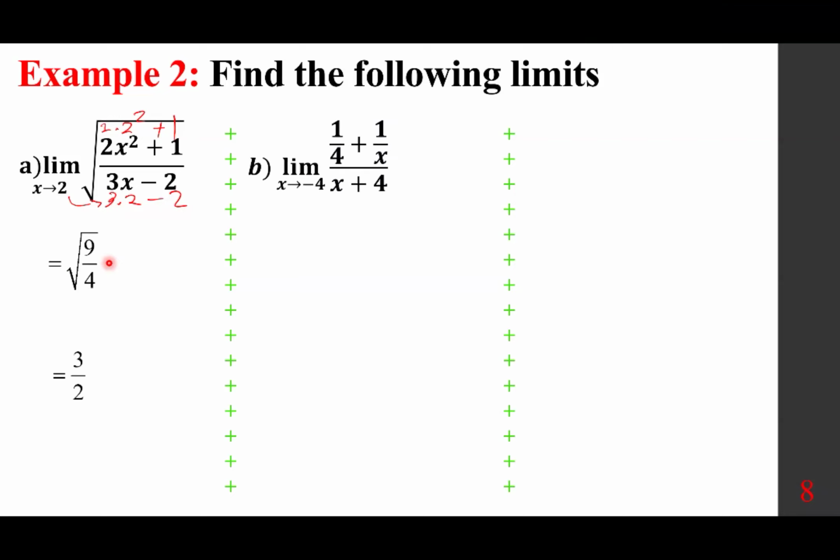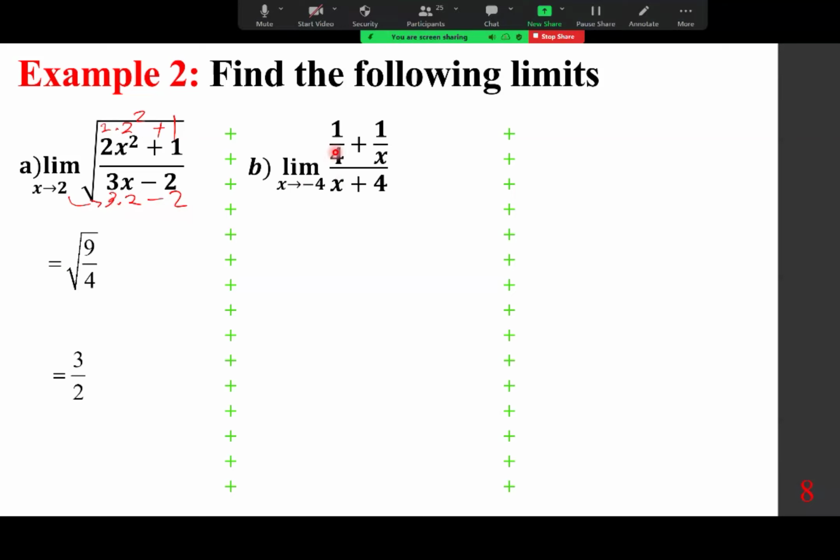If you plug in -4, the denominator becomes 0. The numerator becomes 1/4 plus 1 over -4, which is 0. So you get 0 over 0. And because this is an indeterminate form, first let's write it. Let's remind everybody, this means we are dealing with an indeterminate form. An indeterminate form means more work, means algebraic technique must be used.